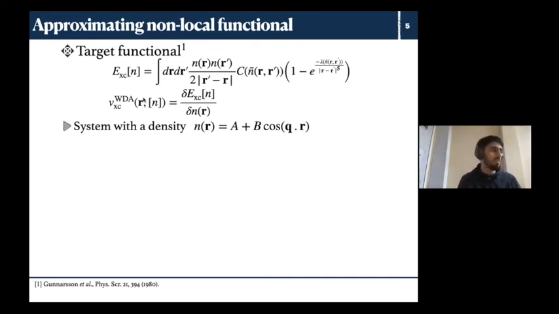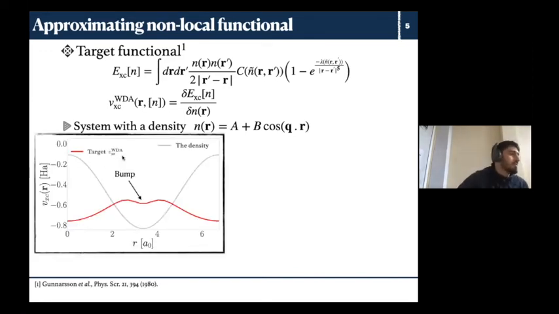And then I wanted to reproduce its VXC using the connector scheme. For the real system, I took a toy example with a periodic density to simulate the case of solids. And here we have the target VXC, the red line here, and the background shows the shape of the density. So you see here a bump in the region of low density, which is not obvious if we just see the shape of the density. So we cannot expect this bump in the VXC.